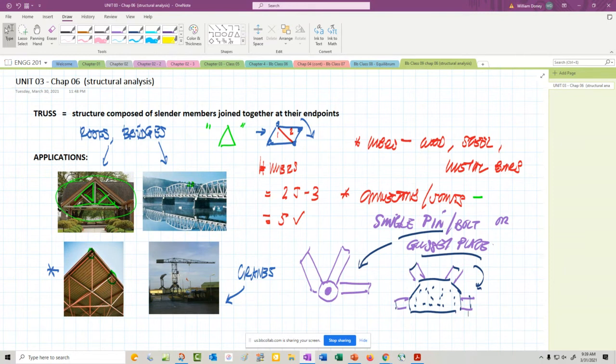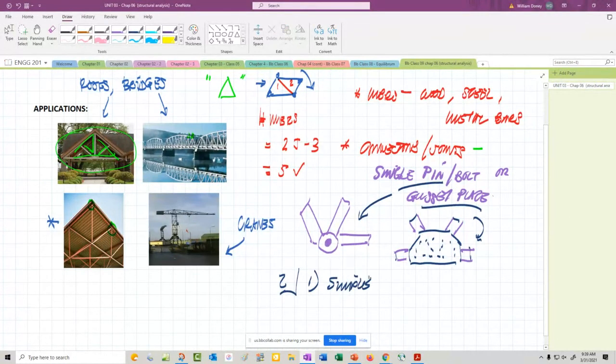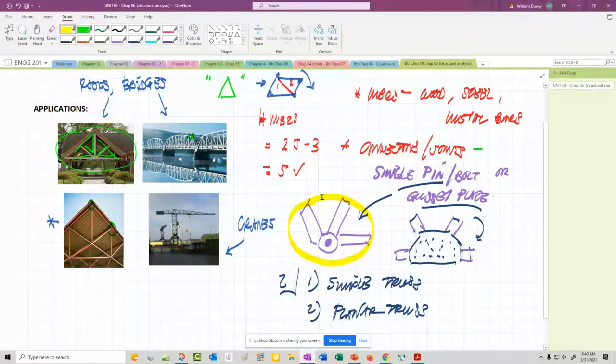And again, lots of examples in bridge trusses and roof trusses. And we're going to look at two types. One is going to be the simple truss, and the other one will be the planar truss. And again, lots of examples out there. All right, one important thing I want to say when we get to looking at these trusses: we analyze them all assuming that the endpoints or connection points are pins or bolts.